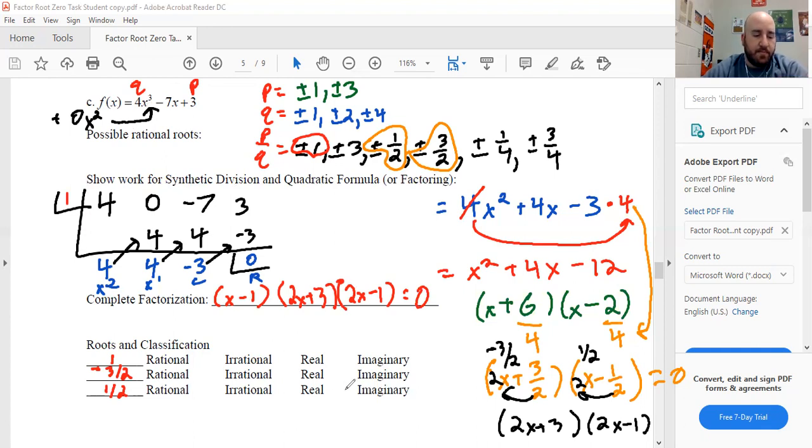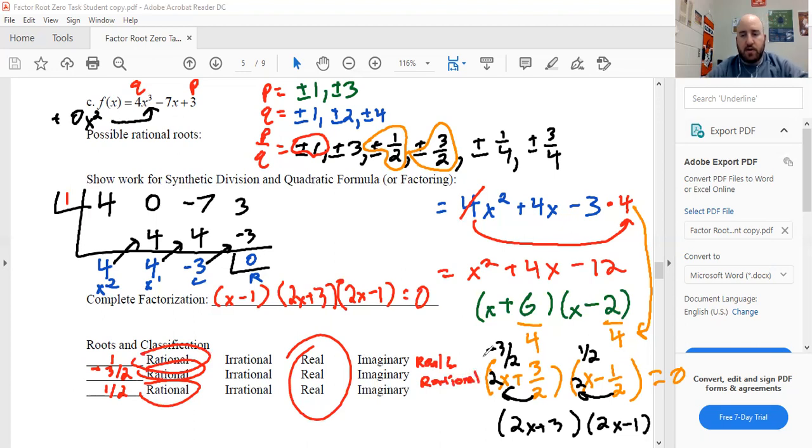There's no i's over here, so all my roots are real. And as far as rational or irrational, rational could be represented by a fraction. 2 of them already are fractions. 1, whole number, integer, however you want to call it, is rational as well. So they are all real and rational, which you can write next to all three of those numbers.